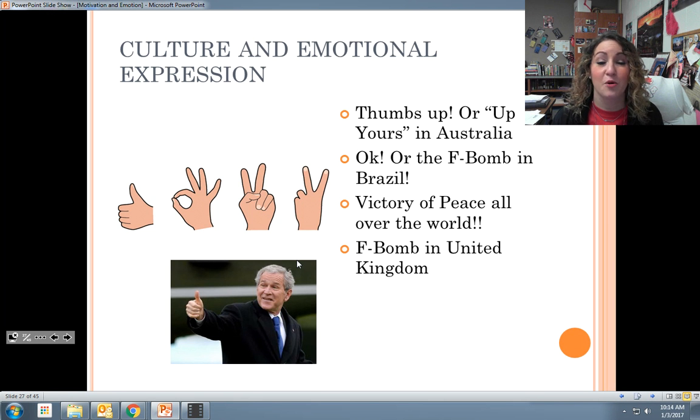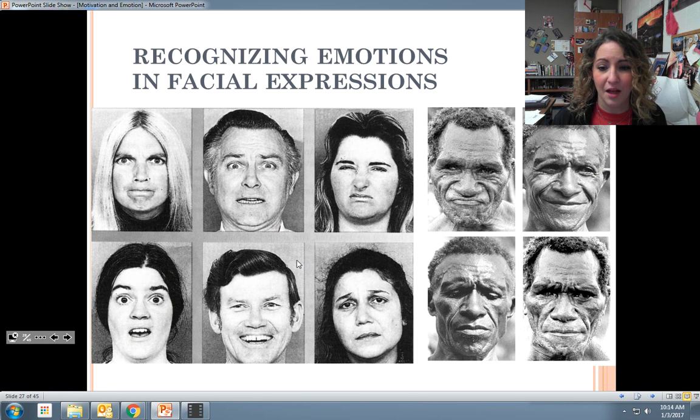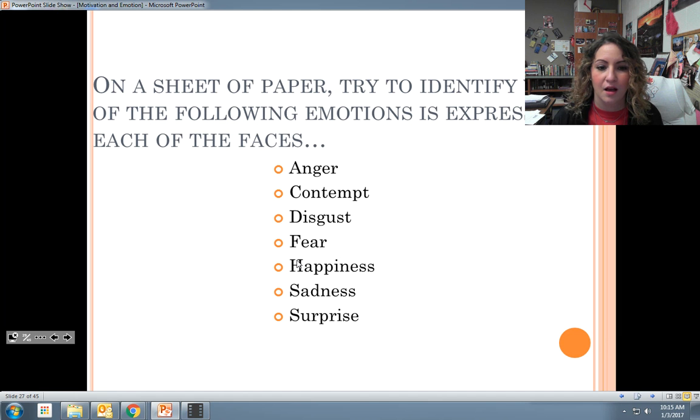So you have to be aware. You can't just throw out hand signals no matter where you are. You have to be culturally aware of what you're representing emotionally. These are pictures of emotions that are universal. The following are trying to identify anger, contempt, disgust, fear, happiness, sadness, surprise.